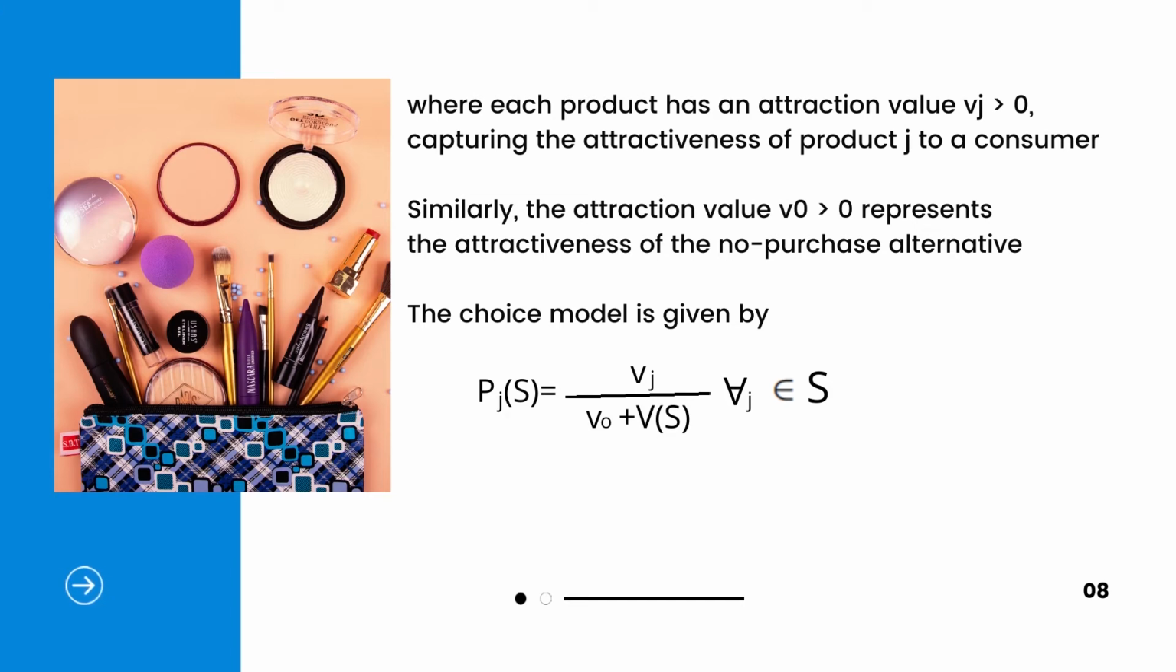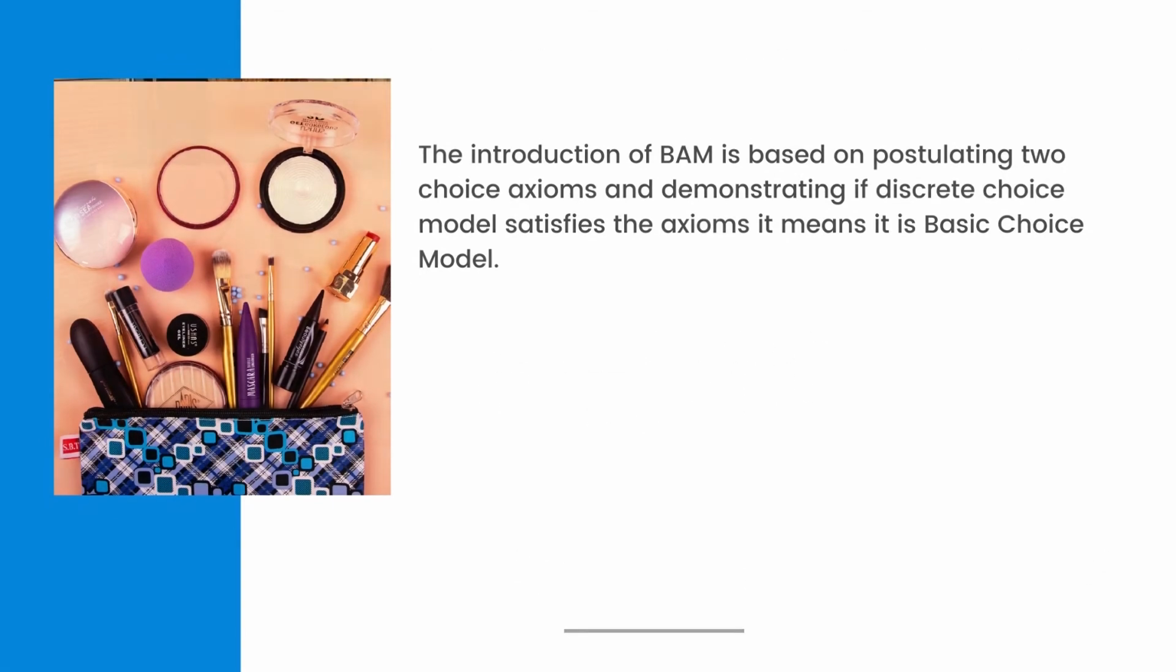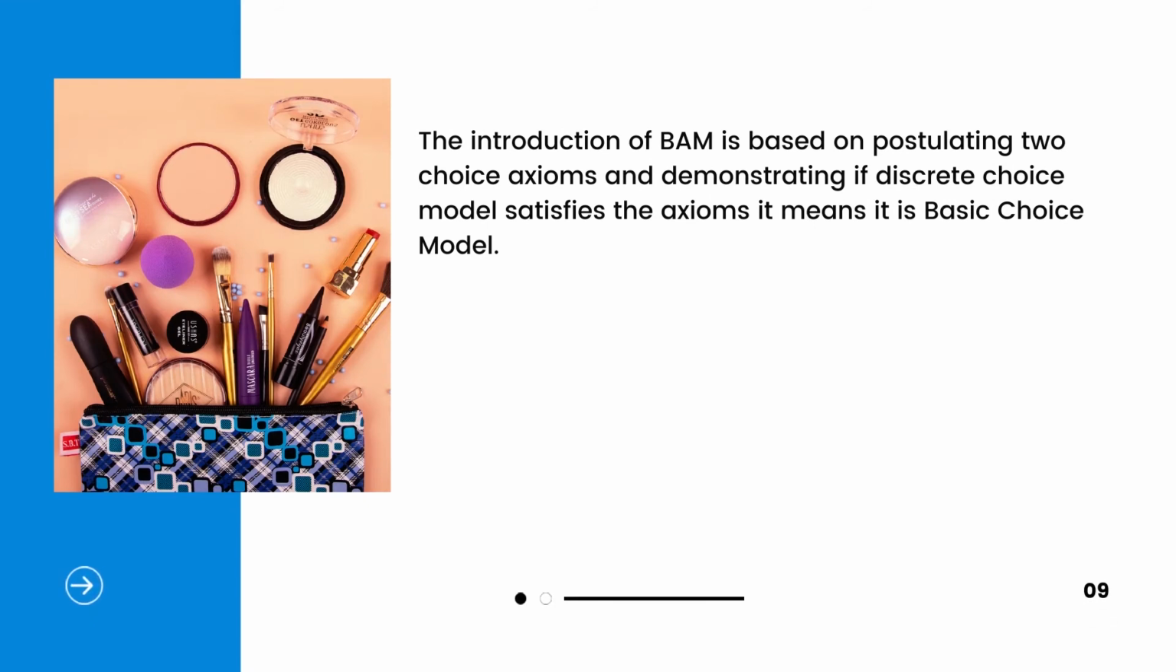The choice model is given by this formula, where Pj of S equals Vj upon V0 plus capital V of set S, such that j belongs to set S, where capital V of S is equal to the sum over j belonging to set S of Vj. Consequently, the products with the higher attraction values are more likely to be selected.